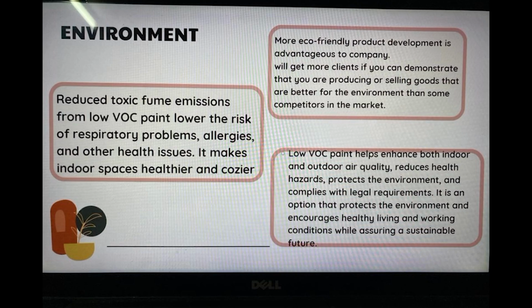Low VOC paint has a good effect on interior air quality, which is one of its main benefits. But traditional paint can emit VOC that remains in an enclosed room. Other than that, it can result in poor indoor air quality.